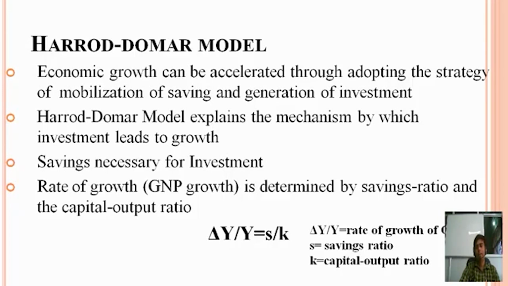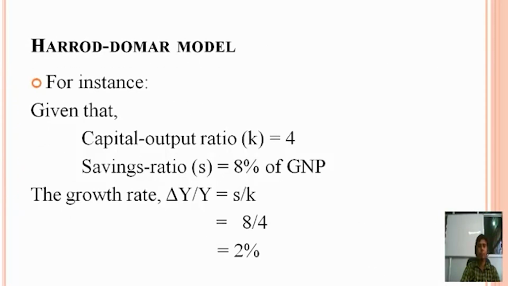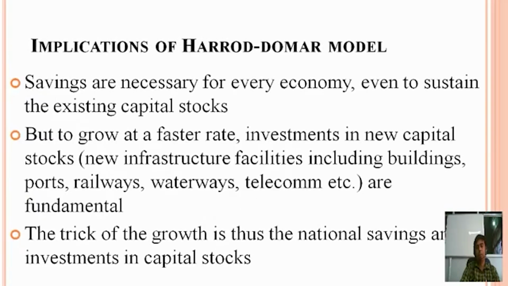So saving is necessary for the investment. That is basically how the model explains the mechanism by which investment leads to growth. Investment in industry, investment in infrastructure, or investment in agriculture, especially investment in the entire growth process, matters. That is really the outcome of this model. For instance, if the capital output ratio k is 4 and the saving ratio is 8% of GNP, the growth rate delta y by y will be equal to s by k, 8 by 4, that is 2%.